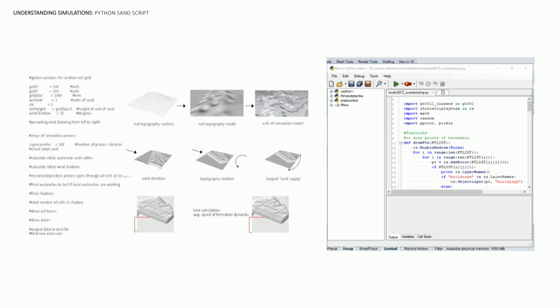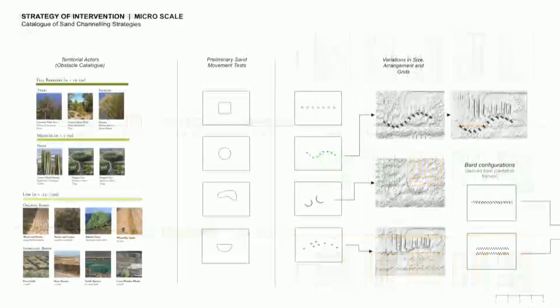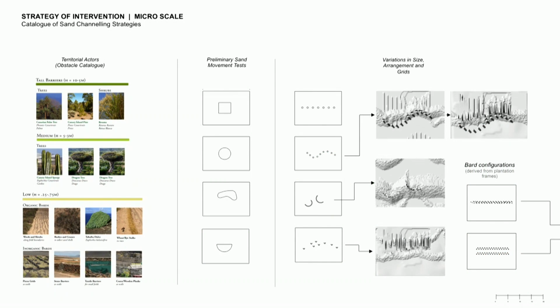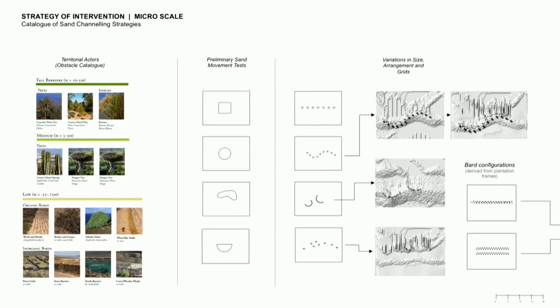In the sand simulations, we worked with a Python script which simulates sand as per the Werner model of sand dunes. What we'd done was that each crop, because it's grown in sand, has a different variation of the planting frame than we would see normally. So we put these frames in simulations, and we had a catalog of the sand channeling that takes place through these interventions. And on the macro scale, they lead to very interesting formations of dunes and sand mounds in longitudinal variations.